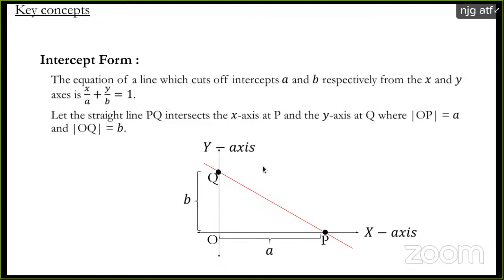In the intercept form, you will substitute whatever x-intercept and y-intercept you get. If your x-intercept is -1 and your y-intercept is 2, your value of A is -1 and the value of B is 2.